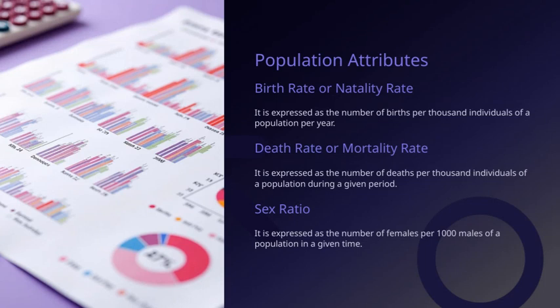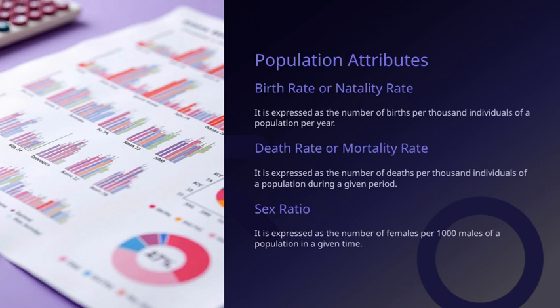Let's start by looking at the sex ratio, which is expressed as the number of females per 1,000 males in a population at a given time. This ratio helps us understand gender balance in a community, which can have social and economic implications. Next, we have the death rate, also known as the mortality rate. It's expressed as the number of deaths per 1,000 individuals over a specific period. This indicator is crucial for assessing the overall health and living conditions of a population.